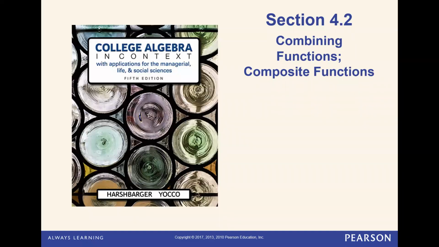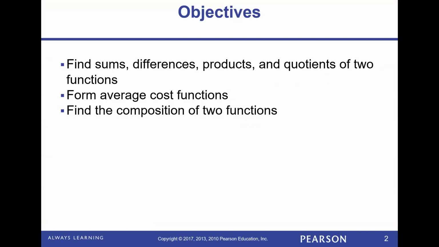So let's talk about section 4.2, combining functions and composite functions. As we take a look at functions and their composite functions, one of the things that we are looking at while we're doing this is finding the sums, differences, products, and quotients of two or more functions. We're also going to talk about the average cost of functions and then the composition of them.